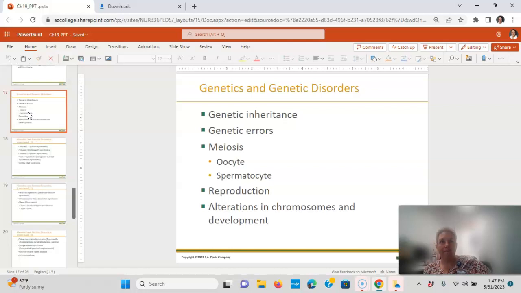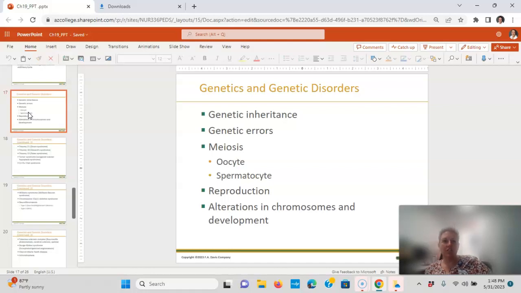Okay. So make sure you understand that. Oocyte is meiosis in the female. Spermatocyte is meiosis in the male. And then reproduction, if you have not seen a National Geographic film, just look it up and watch it, because it literally takes you through the entire reproductive cycle.